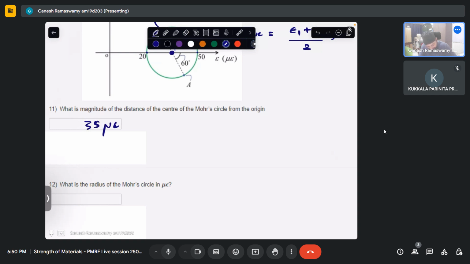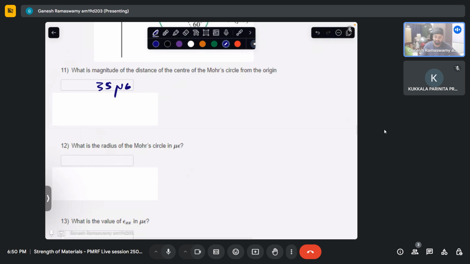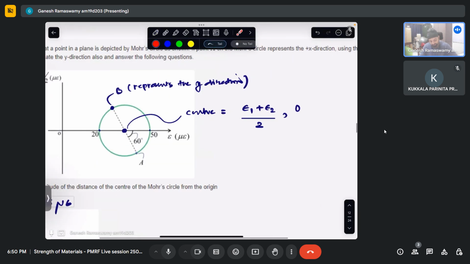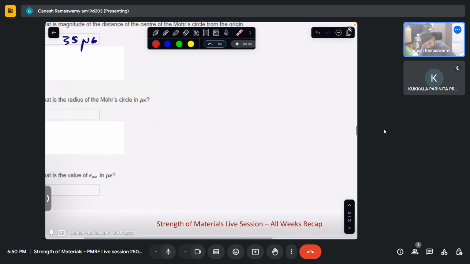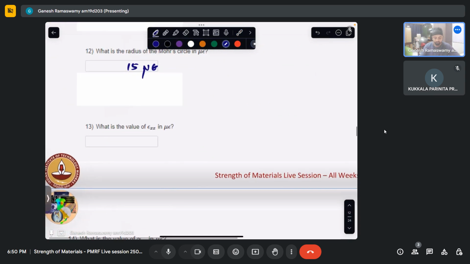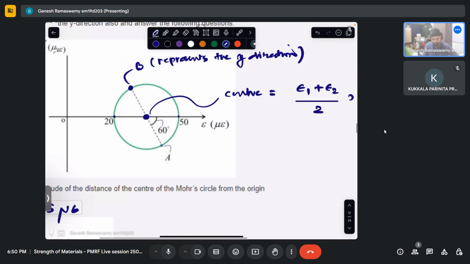What is the radius? The radius for this circle can be easily seen to be (50 minus 20)/2, which is 15 microstrain. Now that we know this is the x plane, what is the normal strain in the x direction? It will be this quantity. That is the normal. This is my shear.